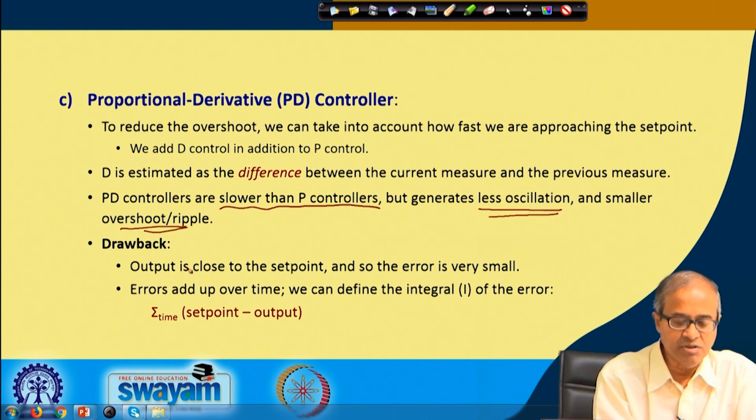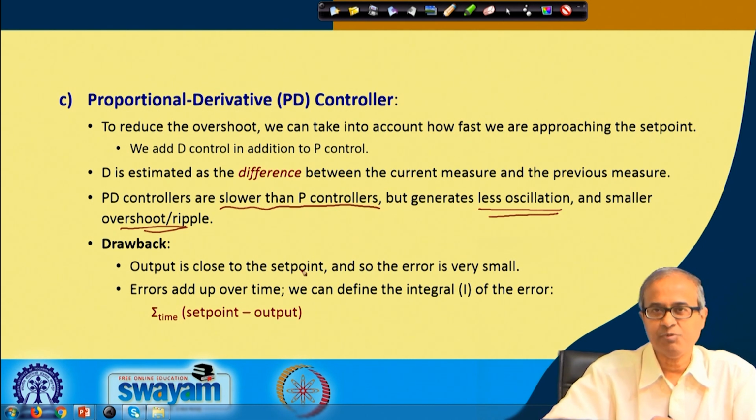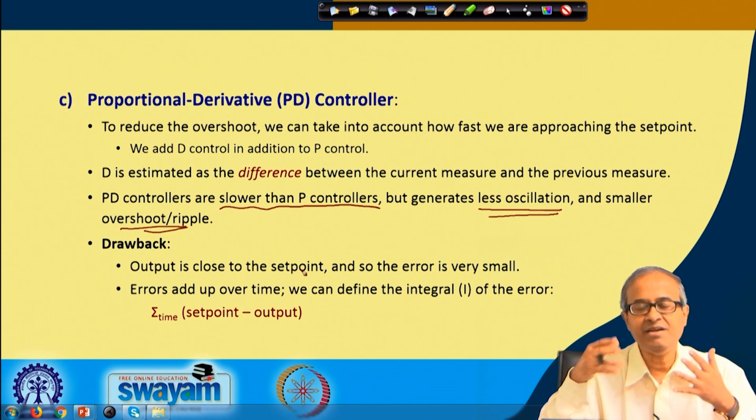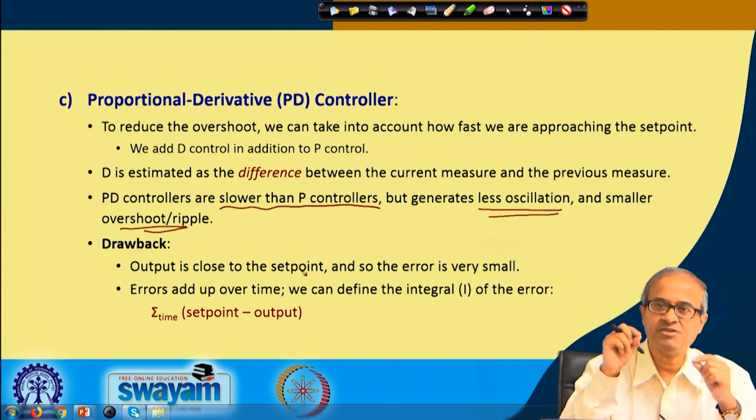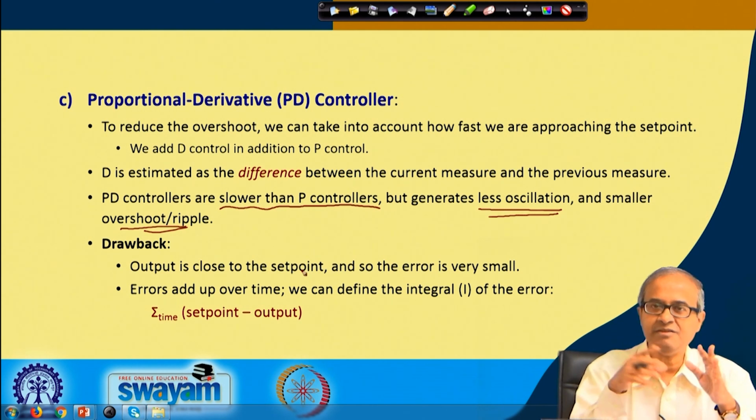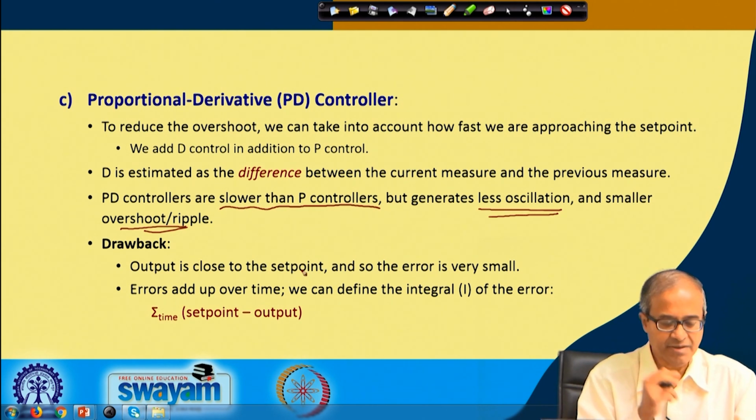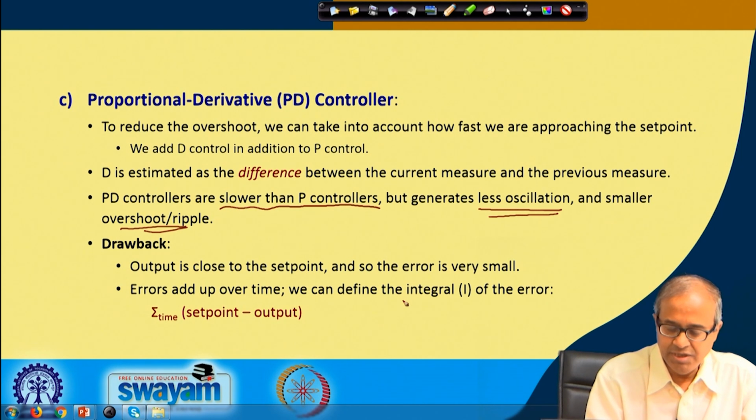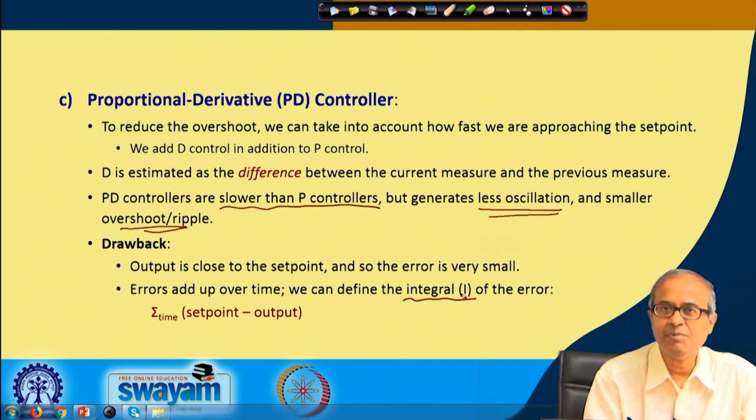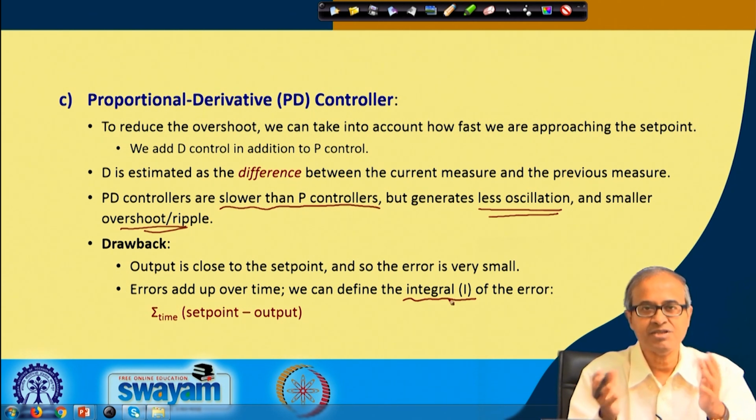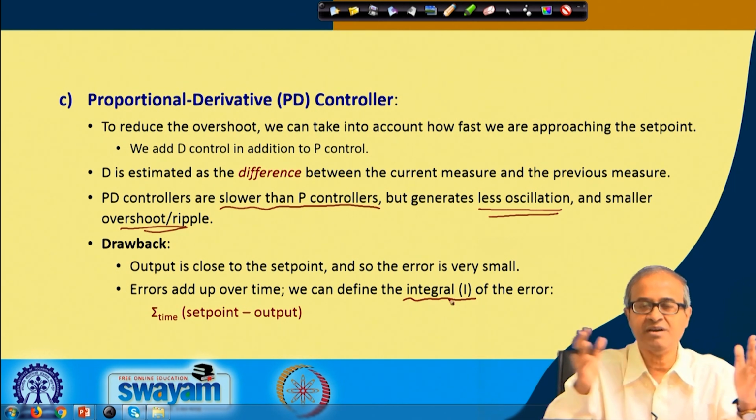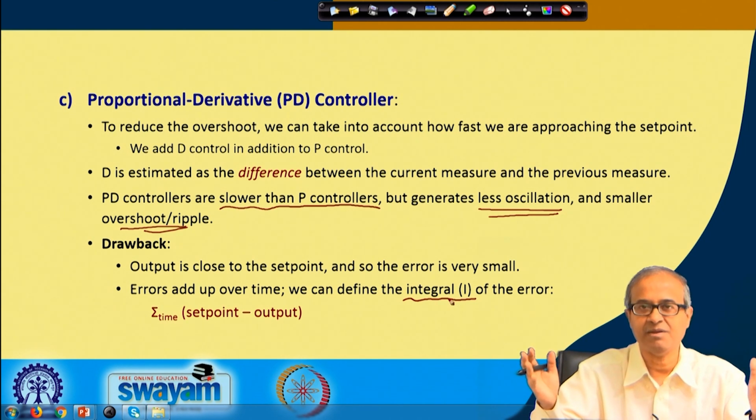But you see, one drawback is that in the PD control the output becomes close to the set point, that means the error is small, but errors tend to accumulate over a period of time. If you allow for a small amount of error, these errors will go on adding. So, you also need to consider a third parameter, that is the integral. Well, integral, the mathematical concept is summation over a certain period of time.